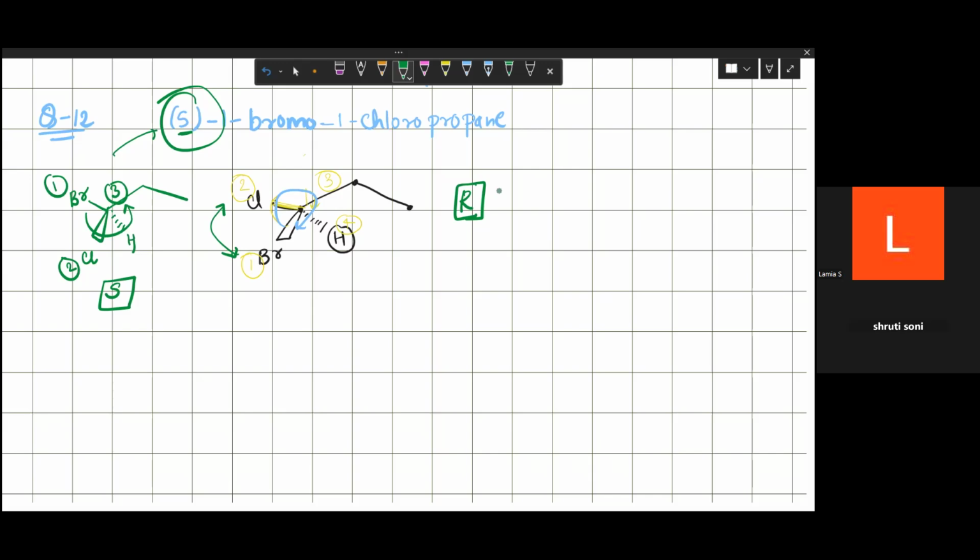Okay, now you can draw the 11th question. Is it okay if you paste it onto here? Sure. In the 11th question, you need to draw the structure of 2R, 3S 2,3-dichloropentane.